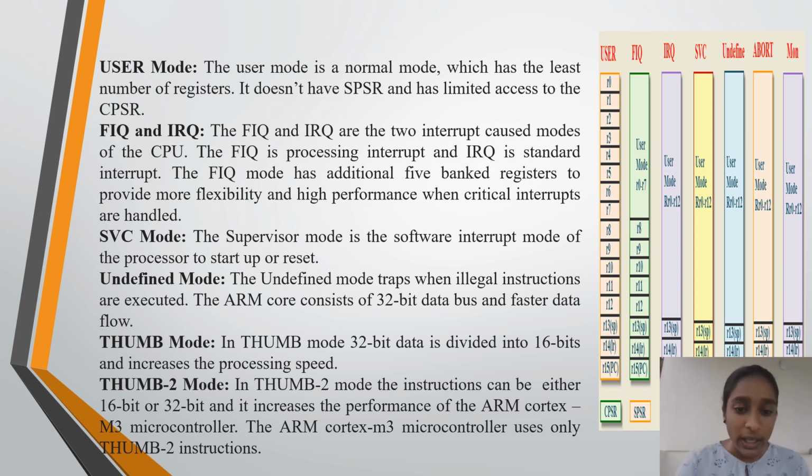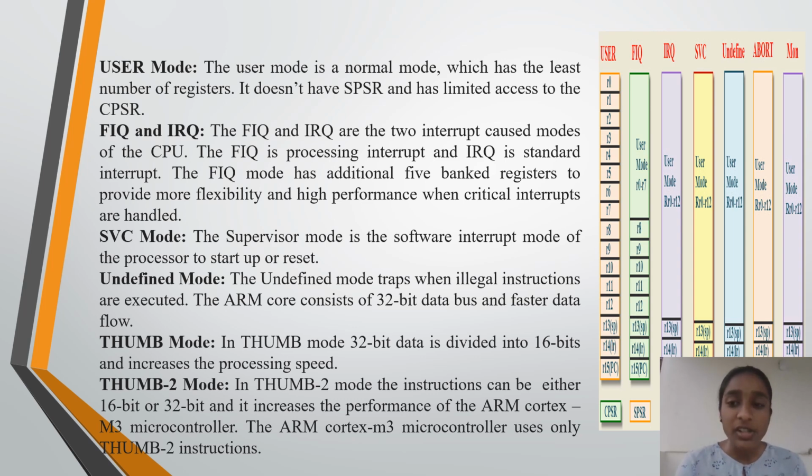Thumb 2 mode. In Thumb 2 mode, the instructions can be either 16-bit or 32-bit, and it increases the performance of the ARM Cortex-M3 microcontroller. The ARM Cortex-M3 controller uses only Thumb 2 instructions.